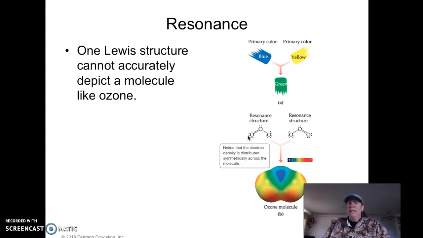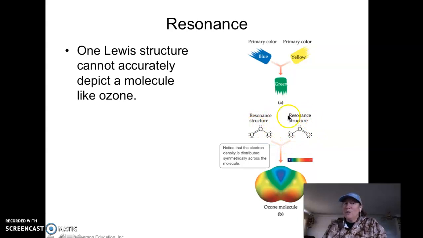Okay, but each of them needs 8, so that's 24. So 24 minus 18 is 6. You need to form 3 bonds. So you need to form a double bond on one side and a single bond on the other side. So which side do you put it on? You can actually do either. These are called resonance structures. You have one over here, or you can have one over here.